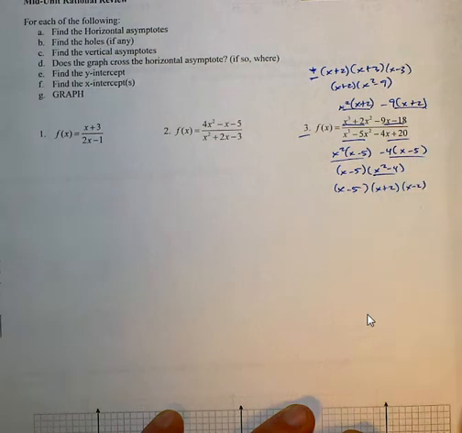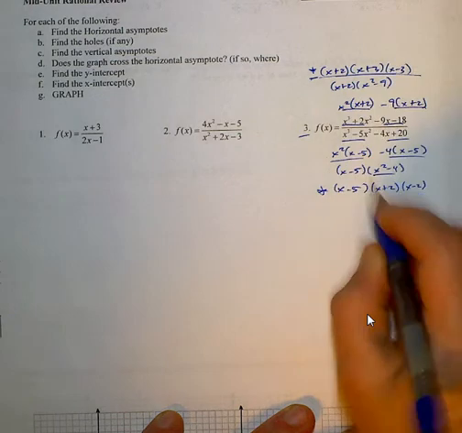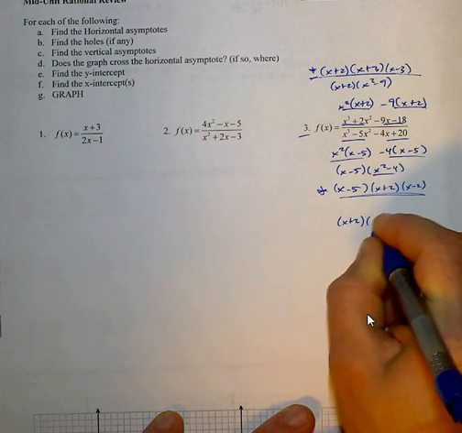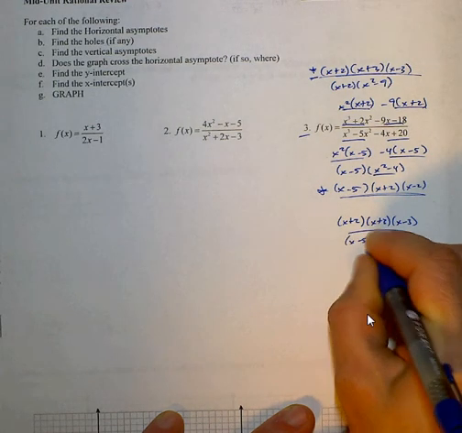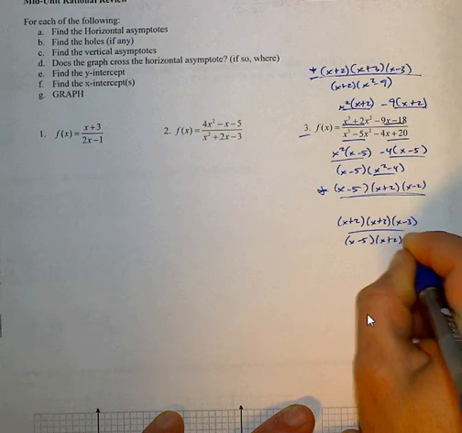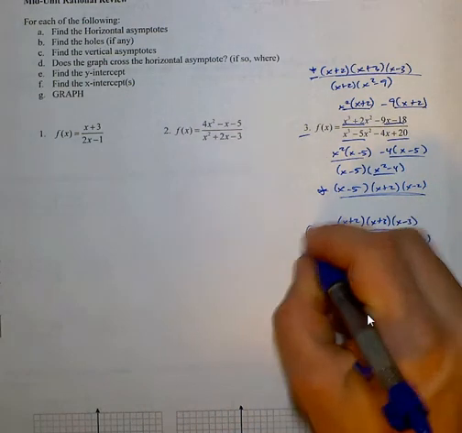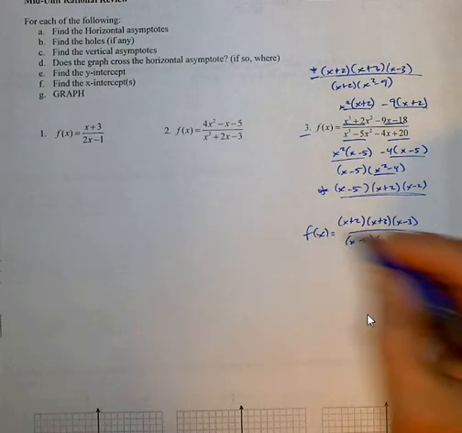this as my denominator. So if I put these two back together as numerator and denominator, I have x plus 2, x plus 3, x minus 3 over x minus 5, x plus 2, x minus 2. So this is the factored form of the function that I started with. So now we can go through and start to answer some of these questions.